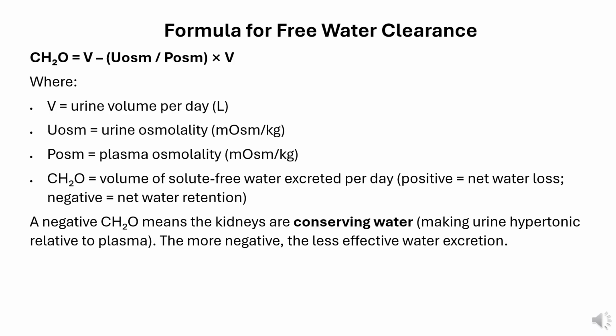Formula for free water clearance. CH2O equals V times (1 minus Uosm over Posm), where V equals urine volume per day in L, Uosm equals urine osmolality in mosm/kg, and Posm equals plasma osmolality in mosm/kg. CH2O equals the volume of solute-free water excreted per day. Positive equals net water loss. Negative equals net water retention. A negative CH2O means the kidneys are conserving water, making urine hypertonic relative to plasma. The more negative, the less effective water excretion.